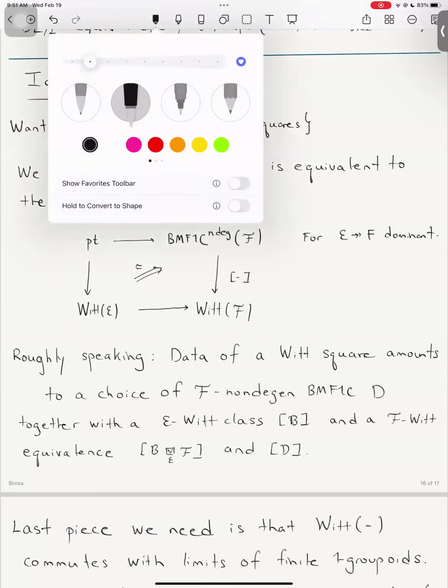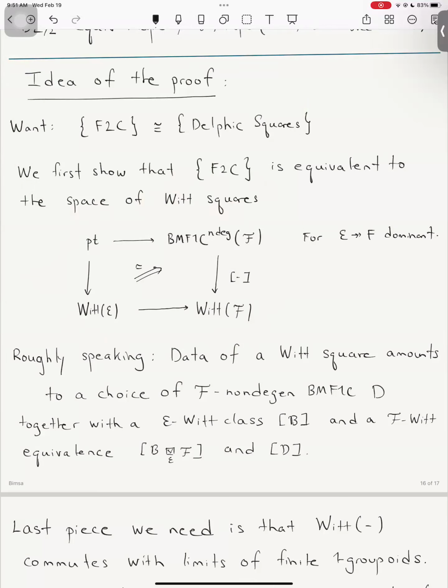And then what you have is fusion 2 categories on the one hand, you have these width squares on the other hand, and then you have the Delphic ones. And the idea is that we show this is an equivalence here, and then you're also going to show that this is an equivalence here. This is the bit that's a little bit tricky, and it requires a de-equivariantization for this to work. But this is the idea.